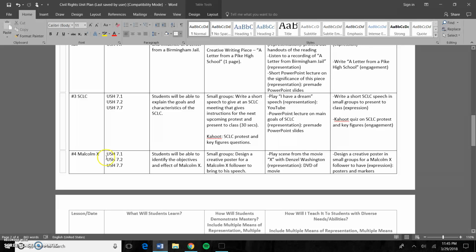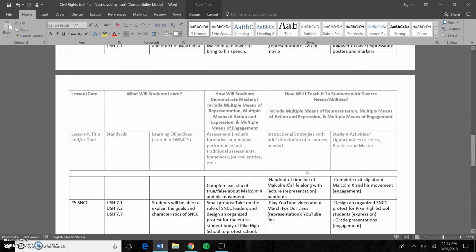The fourth lesson will transition to Malcolm X, and the students will be able to identify the objectives and the effect of Malcolm X. We'll start by, again, playing a video clip of a scene from the movie X, which covers Malcolm X, with Denzel Washington playing Malcolm X. We'll play a short clip of that to give them an image of this.